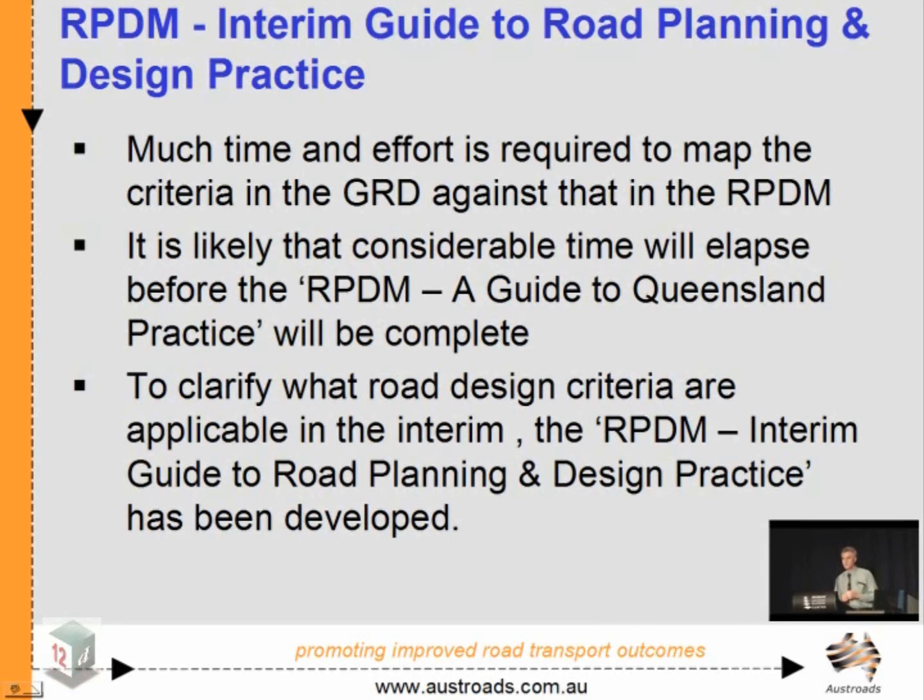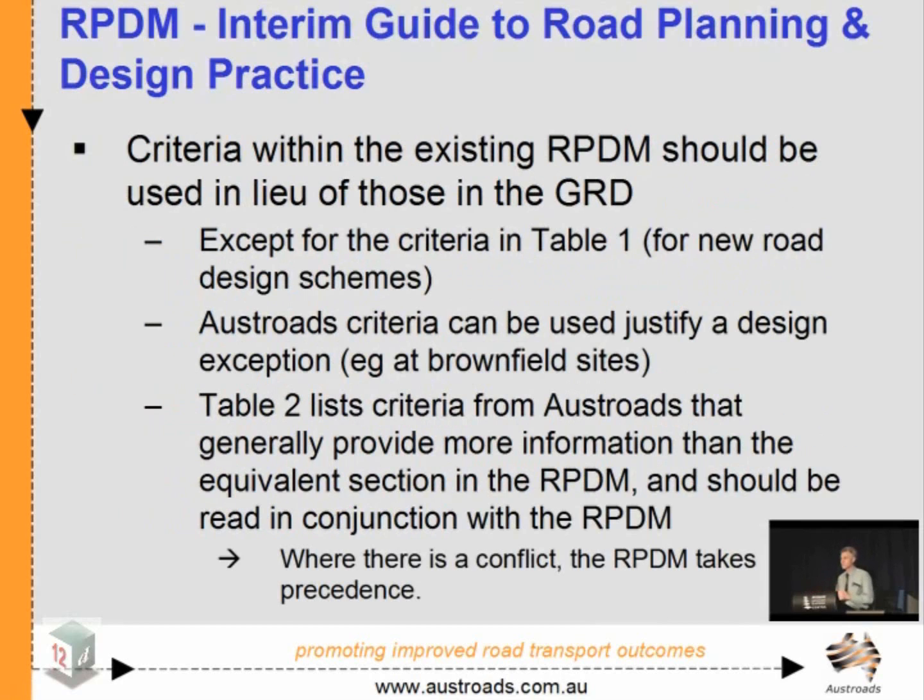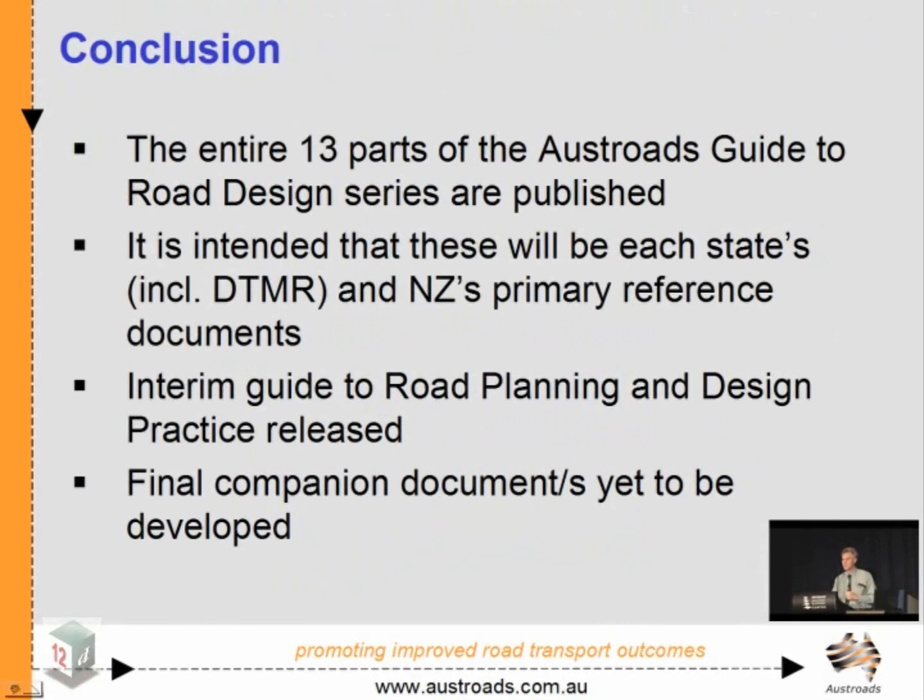We've also said in the interim document that Austroads has additional criteria, particularly for HOV lanes, bicycles and pedestrians, which is better than what we've got in our Road Planning Design Manual. So we've said that can be used as a reference. So table 1 is the table that actually gives the new criteria that we recommend you go straight to for new road design schemes. And table 2 gives criteria where we say that Austroads has better information. If there is any conflict, the Road Planning Design Manual takes precedence in that table 2.